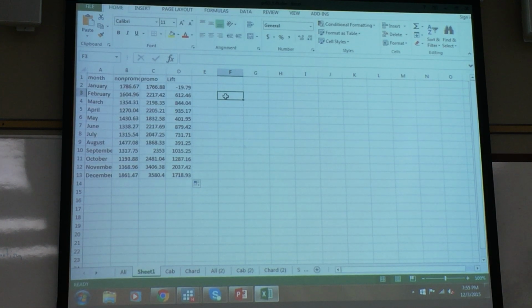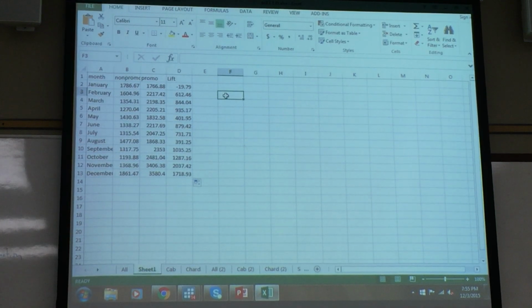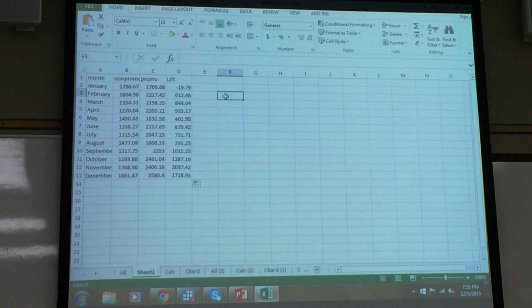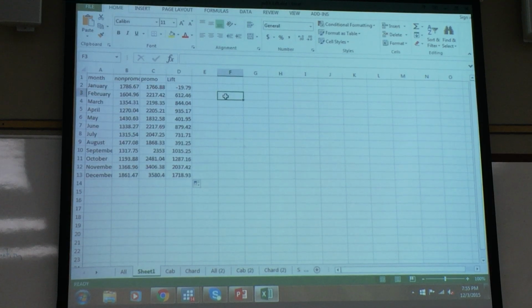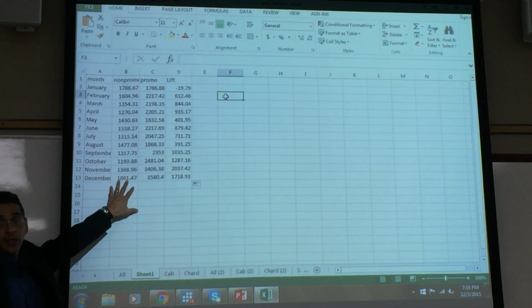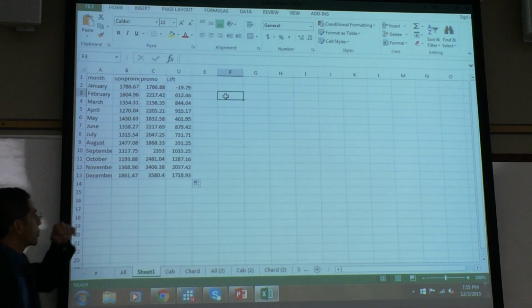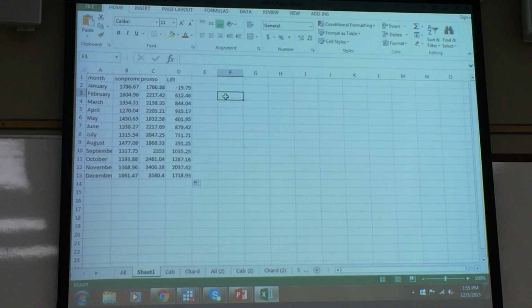But this is our promotional lift. We're getting an additional 1,700 cases on promotion. And remember, off promotion, we're only selling 1,800, so we're almost doubling. Promotion is almost doubling our sales. So this is that.